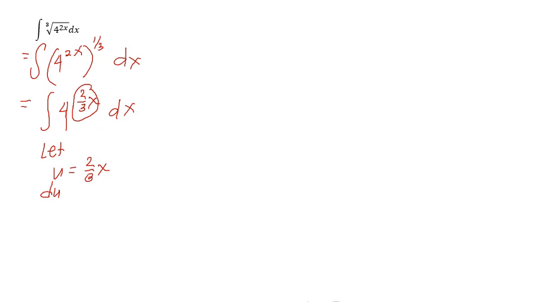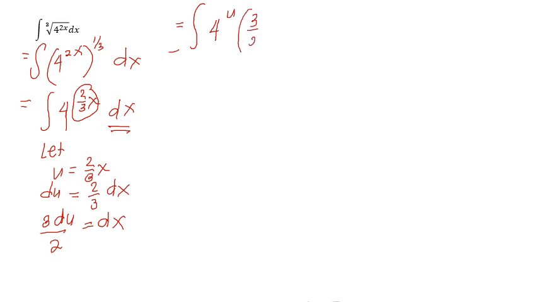So we will try to differentiate it. We will get du equal to 2 all over 3 dx. We need to isolate dx so we can substitute later. So we will have 3 du all over 2 equal to dx. Now, let's substitute these values that we have. So we have the integration of 4, which 2 all over 3x is equal to u. So we have 4 raised to u. Then our dx is simply equal to 3 all over 2 du.